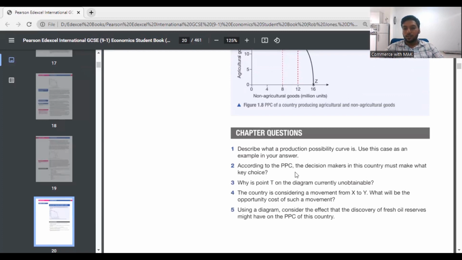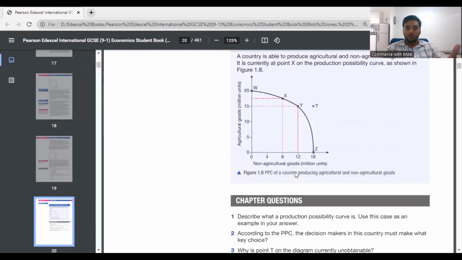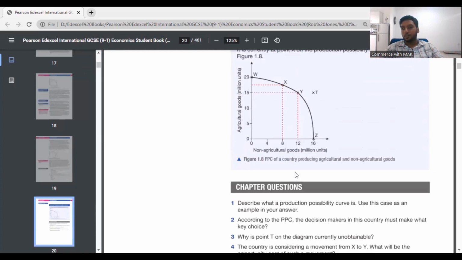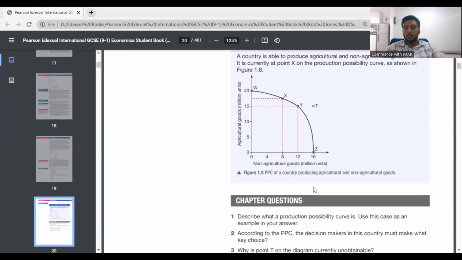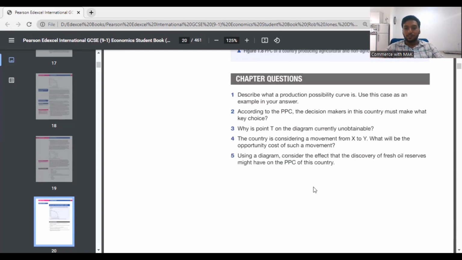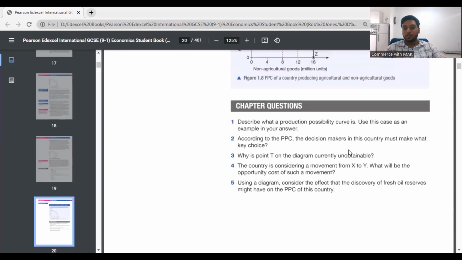According to the PPC, the decision makers in the country must make what key choice? They need to decide whether to produce agricultural products or non-agricultural products. That choice they need to make. Why is point T on the diagram currently unobtainable? Because the resources are limited and scarce. The country is considering a movement from X to Y. What will be the opportunity cost of such a movement?